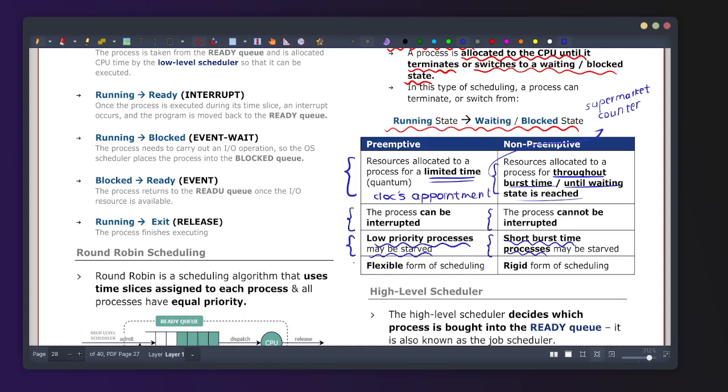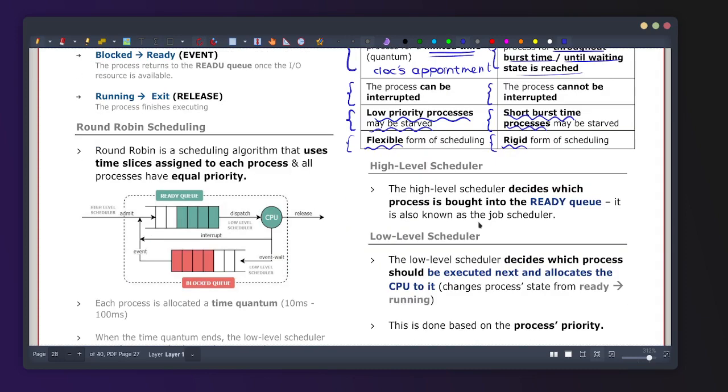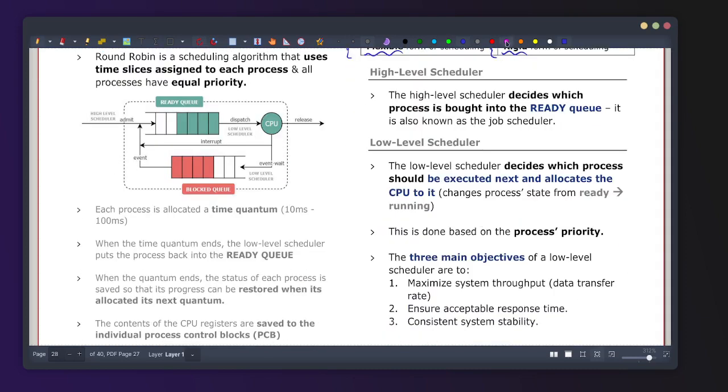So therefore, all in all, preemptive is considered a flexible form of scheduling, whereas non-preemptive is considered a rigid form of scheduling. That's all. Preemptive and non-preemptive are very important. Next up, we learned about two schedulers last video, right? We'll look at them in detail.